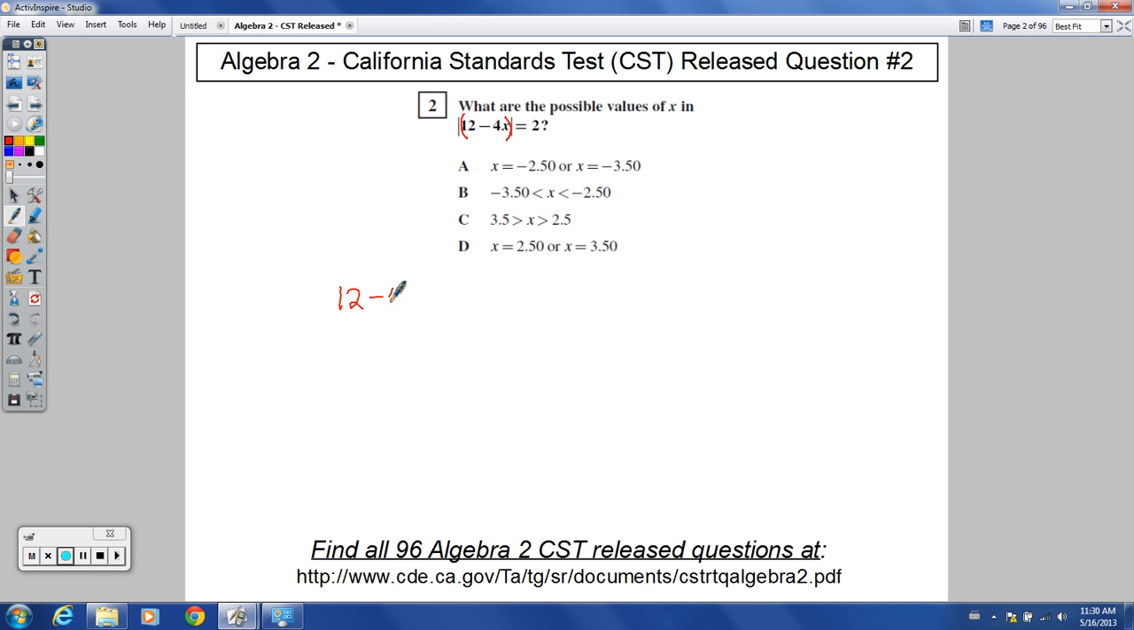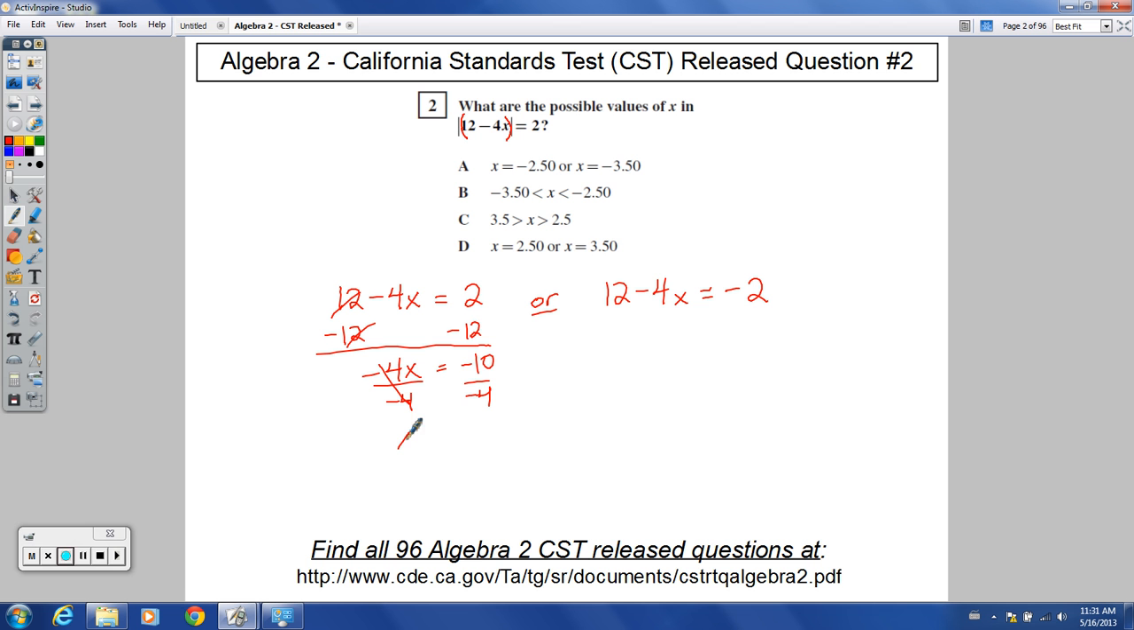We've got 12 minus 4x equals 2. That could be true, or you could have 12 minus 4x being equal to negative 2. Both of those things, the absolute value of 2 and negative 2, would give you 2 in the end, what you're looking for. So from here, I would subtract 12 from both sides. I would get negative 4x equals, that would be negative 10. Divide by negative 4 to get x by itself.